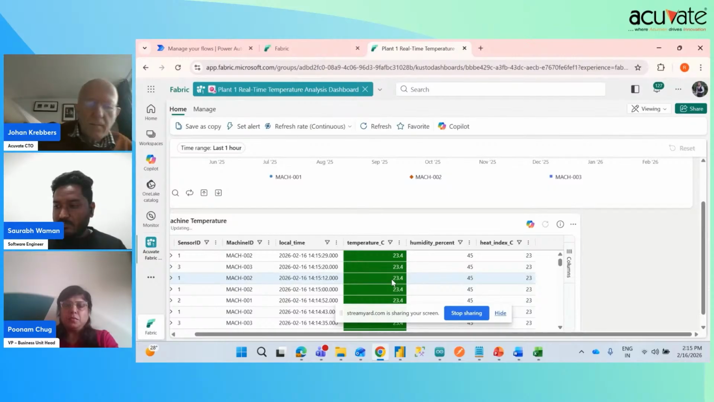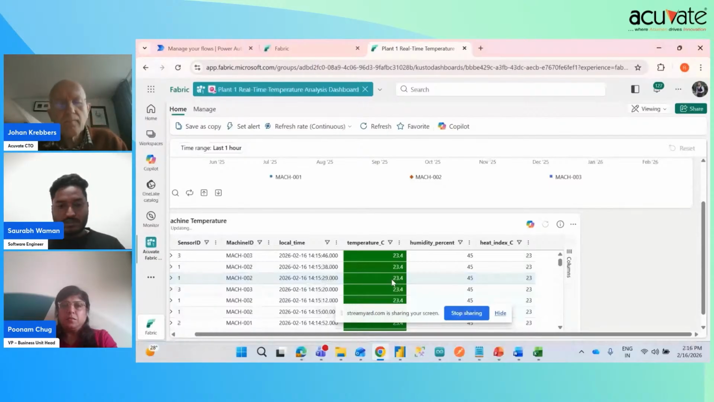If the temperature is below 28 degrees Celsius, it will show in green. If the temperature goes above 28, between 28 and 33 degrees Celsius, it will show in orange, and then red, which means it's a critical temperature level and we need to do the maintenance for that particular machine. Let me try to increase the temperature so you will get a better idea.